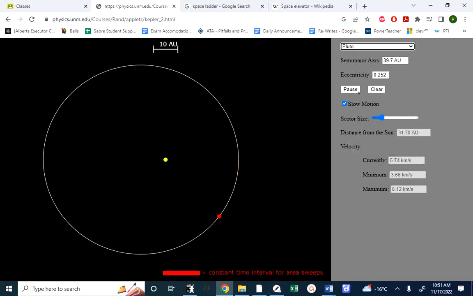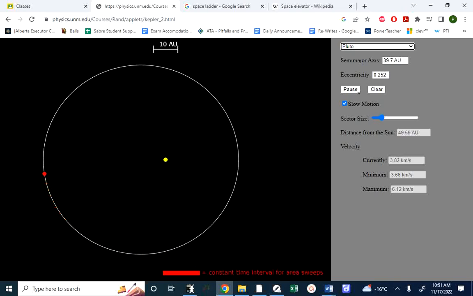Pluto? Pluto has a pretty high eccentricity of 0.25. I think you can tell it's quite flattened. But look at how slow Pluto moves when it's far away from the sun, and then it really picks up speed. Now, you want to be careful about something.